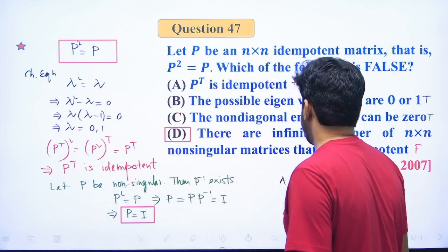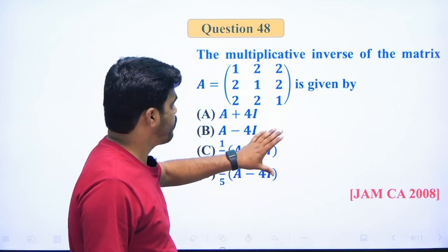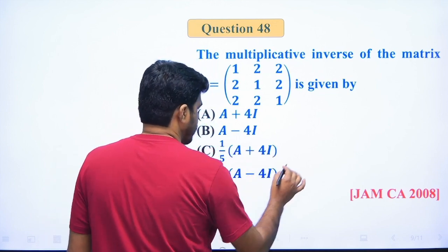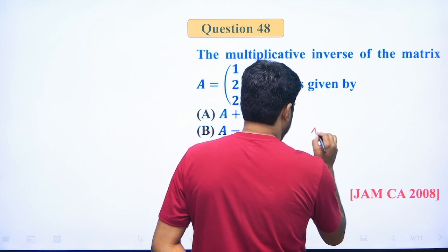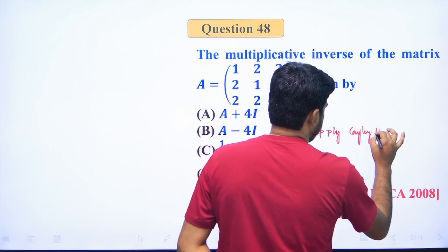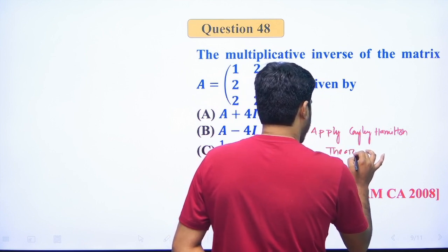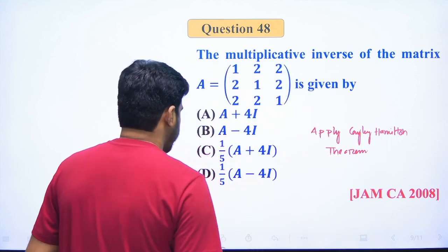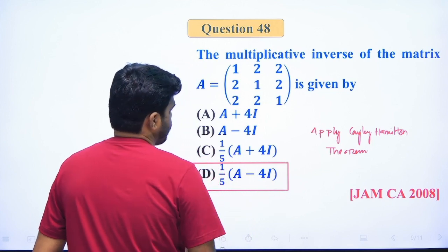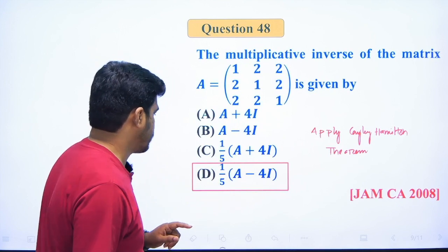Okay, so let us consider the next example. You can solve this by just applying the Cayley-Hamilton theorem. Just apply the Cayley-Hamilton theorem and you get this answer, that is option D. First you find the characteristic equation, then apply the Cayley-Hamilton theorem, and you get this answer.